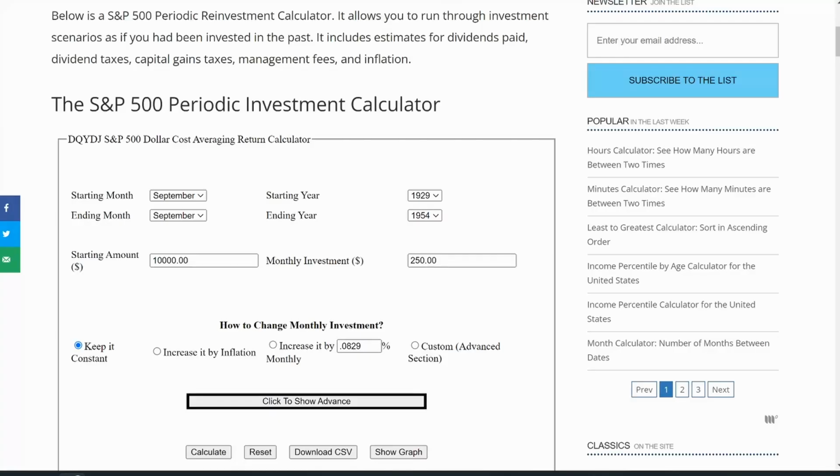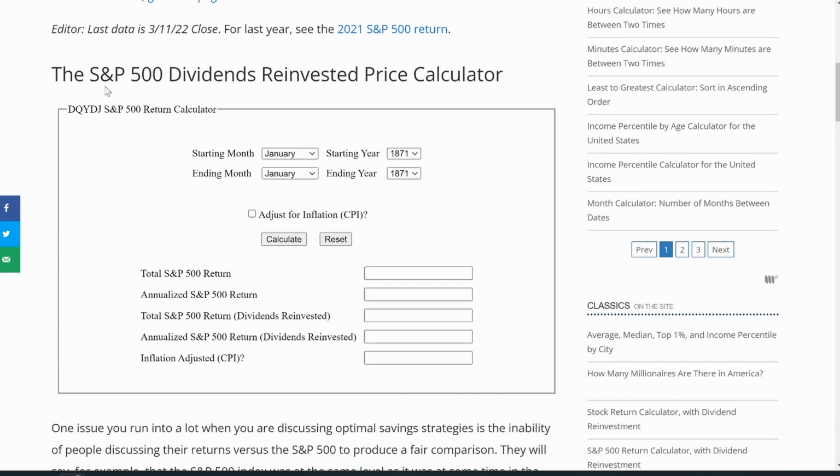This is what I mean. So if we jump over to an S&P 500 dividend reinvested price calculator, and if we look at, we're going to go from September to September 1929 to 1954.